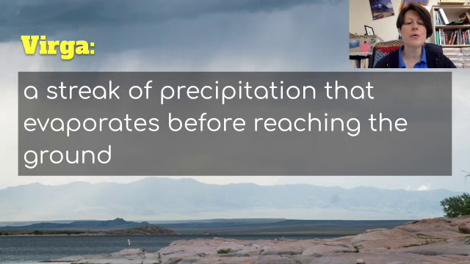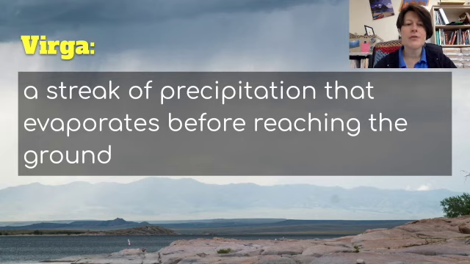Now, something you probably don't experience too much around here is something called virga. This is a streak of precipitation that evaporates before reaching the ground. We can see it kind of in the background up here. It looks like it's raining, but nothing is hitting the ground down here. That is virga.